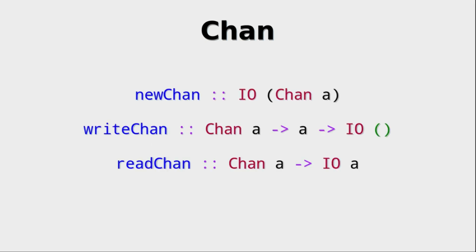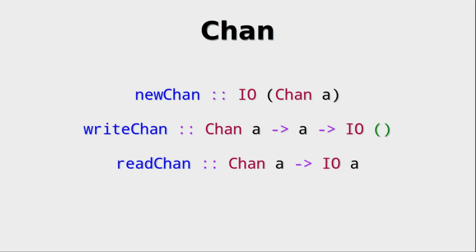Okay, so let's look at the functions that we have for it. Of course, we can create a new channel, which then would be empty, and we can write into the channel and read from the channel. So those are the data types that we can work with right now, together with the forkIO function in order to do some multi-threading.